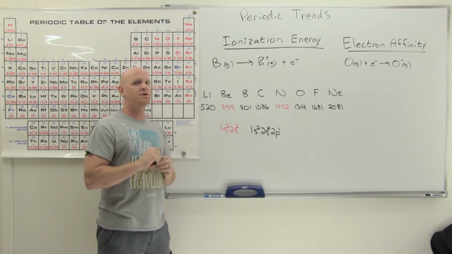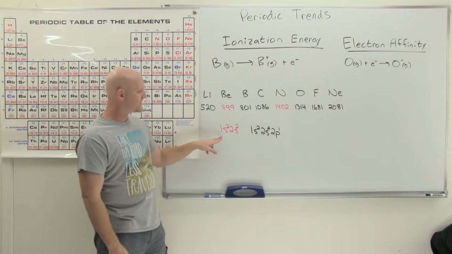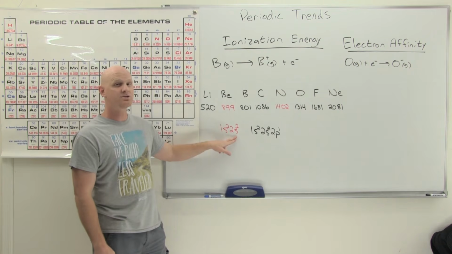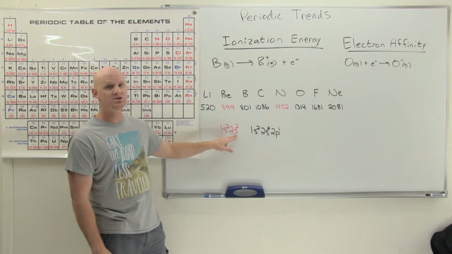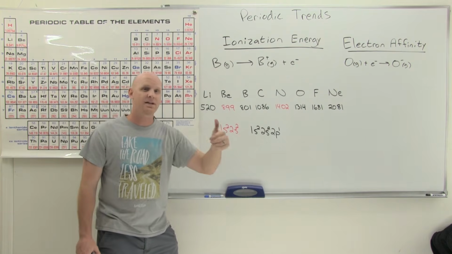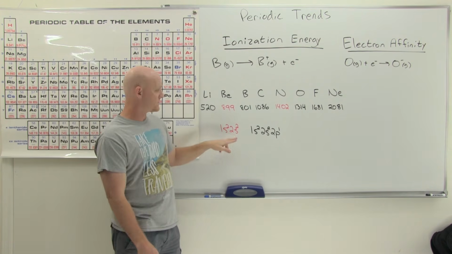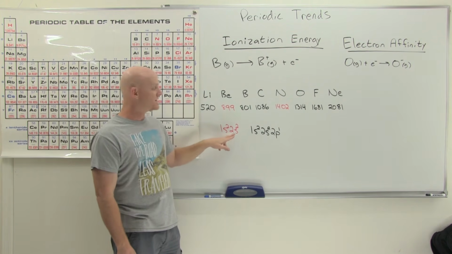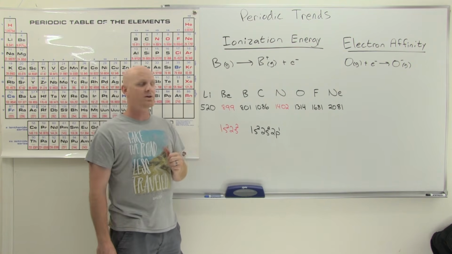But there are two other good places to be. If you end your electron configuration with a filled subshell, like this one right here, which ends with 2s2, that's a filled 2s subshell, and that also has some stability to it. As a result, it's going to be a little harder to remove an electron from it because it's also in a good place.